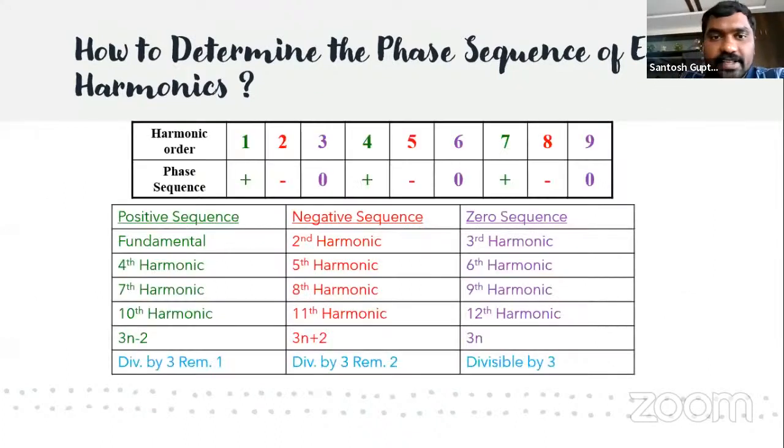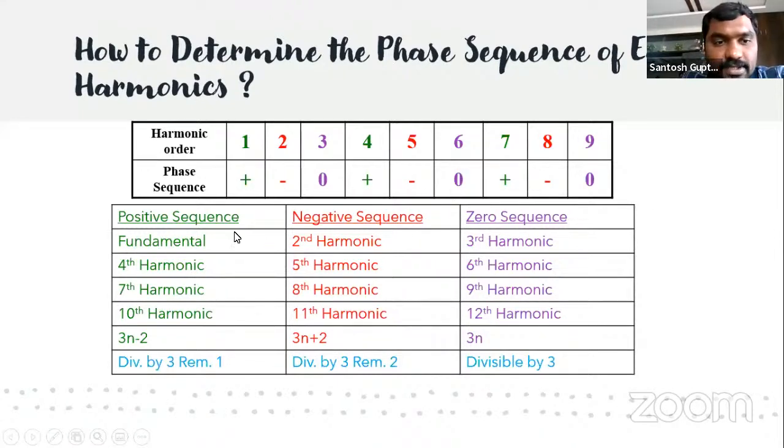If you see the harmonics 1, 2, 3, 4, 5, 6, 7, 8, 9, we can see the first harmonic, if you assume it as a positive sequence, the second will be a negative sequence, and the third will be a zero sequence. Similarly, the fourth will be the positive sequence again, the fifth will be negative, and the sixth will be zero. So like that, it follows.